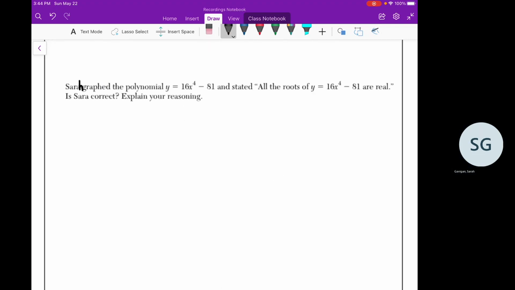Sarah graphed the polynomial and stated all roots of y equals 16x to the fourth minus 8 are real. Is Sarah correct? Explain your reasoning.